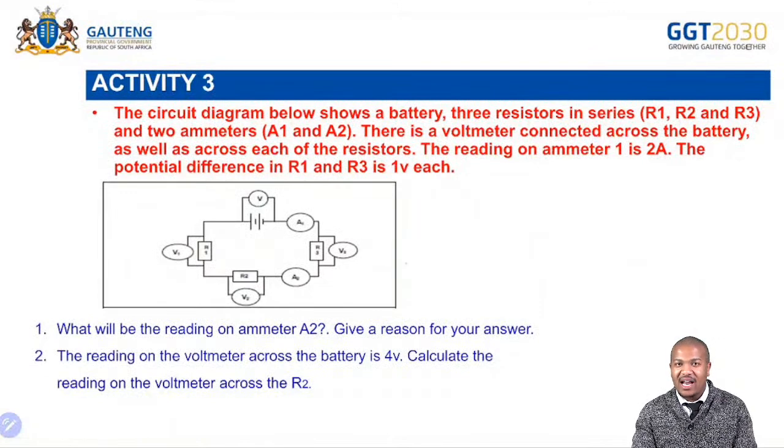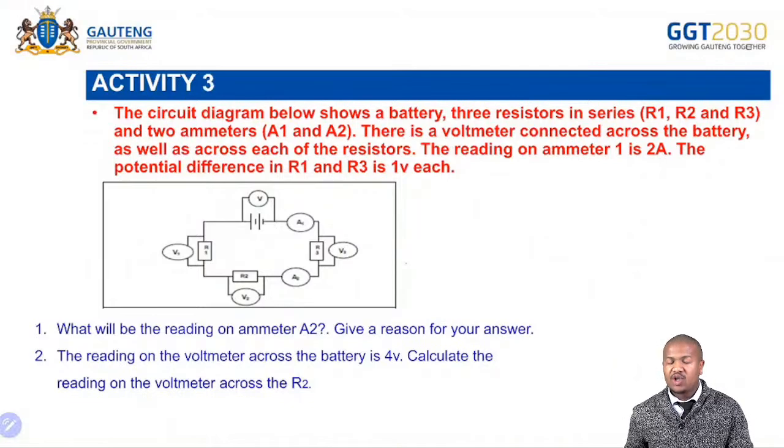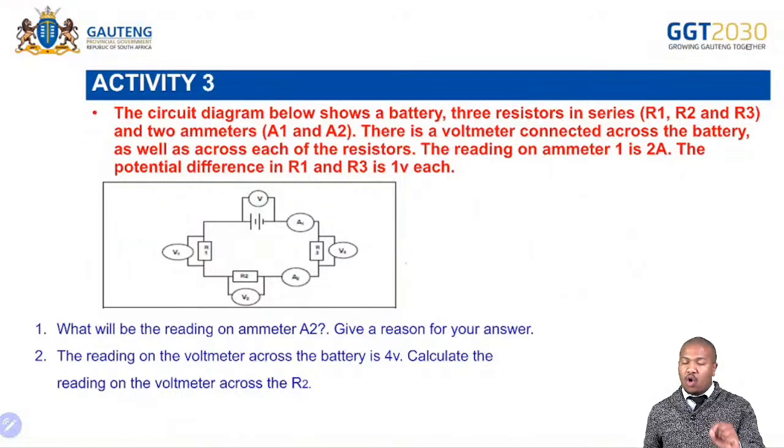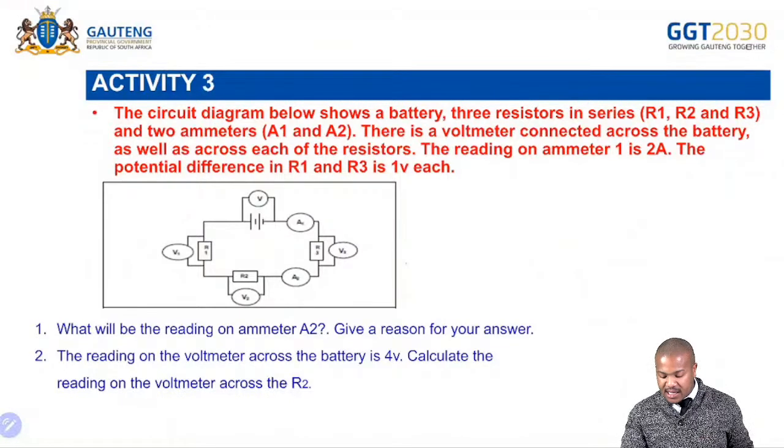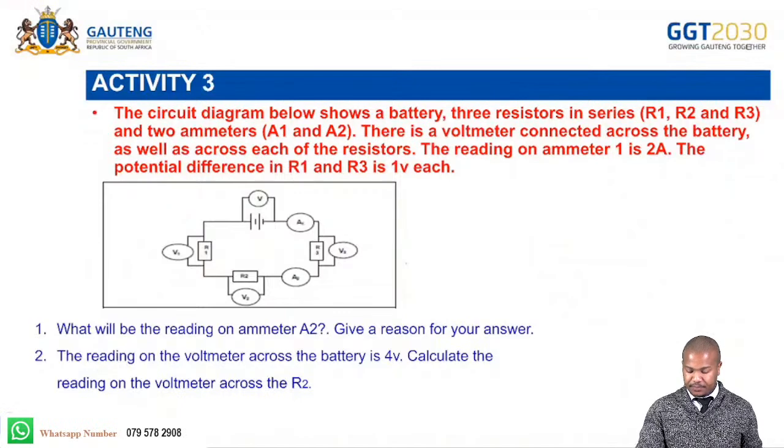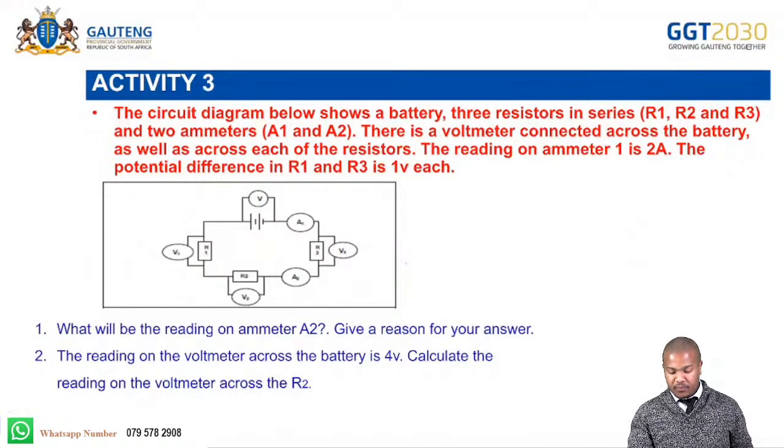Welcome back again, grade nines. Now let's read through the statement before we go to the answers, so that we have the correct data. The circuit diagram below shows a battery, 3 resistors in series, and 2 ammeters. There is a voltmeter connected across the battery as well as across each of the resistors. The reading on ammeter 1 is 2 amperes. The potential difference, which is our voltage, in resistor 1 and 3 is 1 volt each.